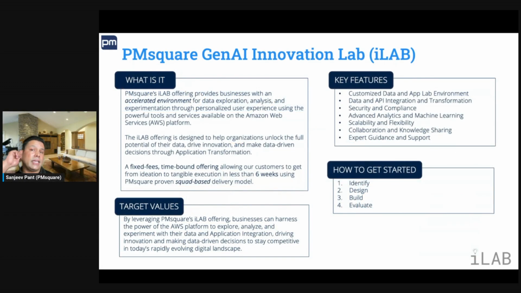The execution of that is what we call iLAB, which stands for Innovation Lab. This is a 4 to 6 week, fixed-fee, fixed time-bound, squad-based delivery model. For the use case I just showed you, the customer gets a customized data and app lab environment on AWS or Azure, whichever your cloud of choice is, plus data and API integration and transformation, security and compliance, advanced analytics and machine learning, and other things around it.